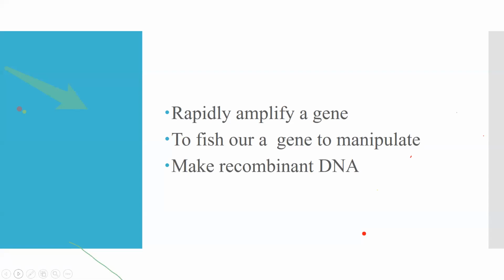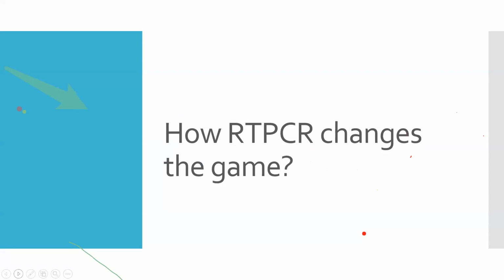Now you can take that insulin and put it in a plasmid, which involves making a recombinant DNA, and then you can put it in an expression vector, and it will make a particular protein for you. So then how does RT-PCR change the game?